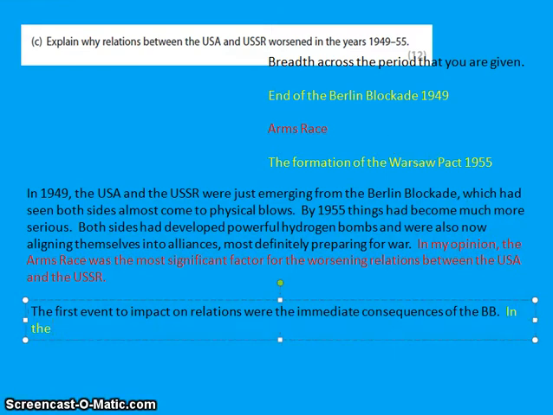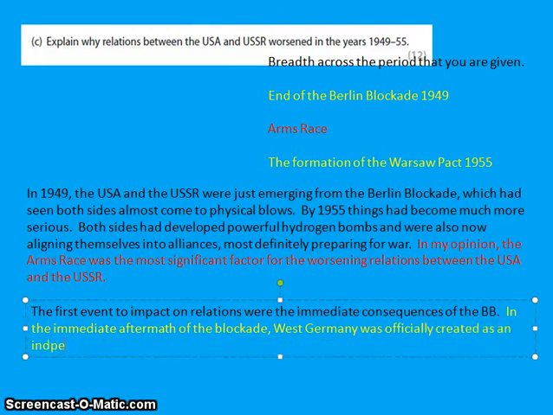What we want to do now is give some supporting evidence. So in the immediate aftermath of the blockade, West Germany was officially created as an independent state, and 1 month later the USSR established a second independent state.